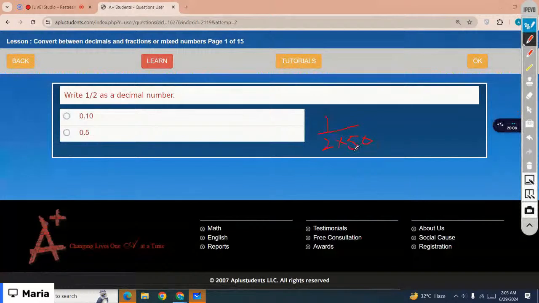50 times 2 is 100. Multiply the numerator with 50 as well. 50 times 1 is 50, and so 50 over 100. So that equals 0.5. You have to remove the decimal point. You already have two digits, so you need to move the decimal point two places left. So that is 0.5. Got it? The correct option is 0.5.